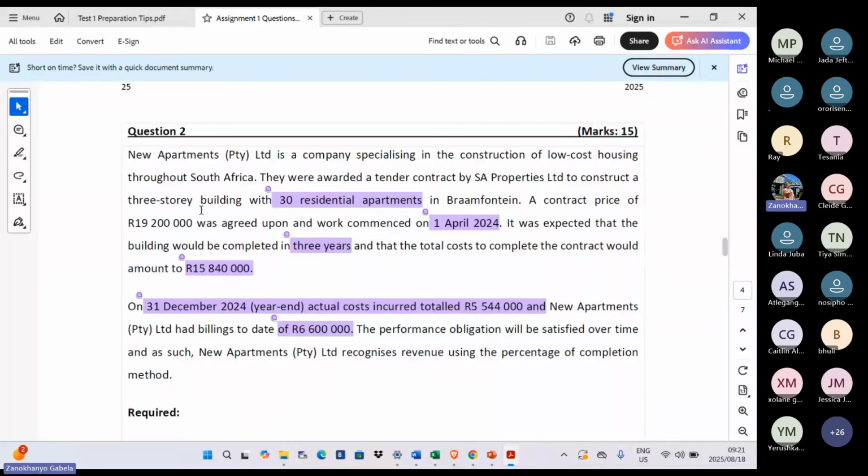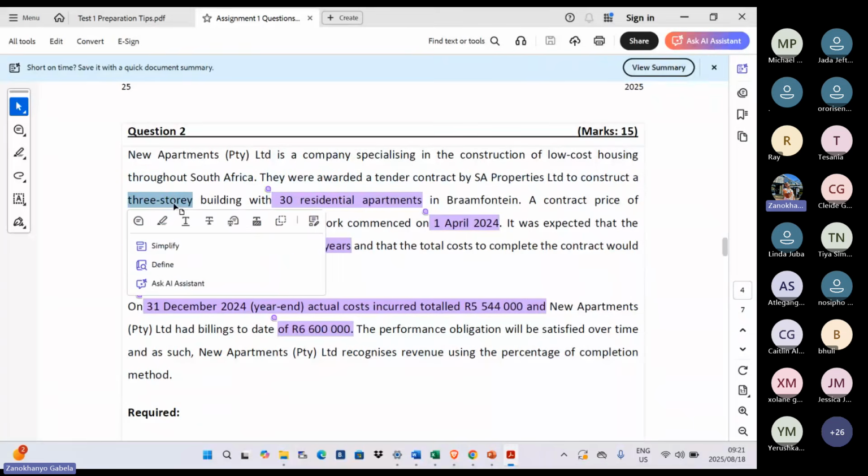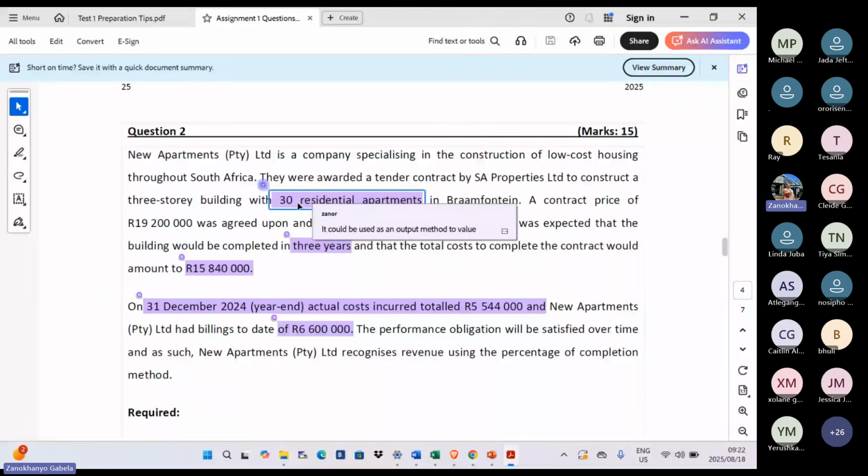But if you notice here, let's talk about output first, which is the result. If we were to measure revenue, we can use the output method, which is now the 3-story building, or the 30 residential apartments. We can measure revenue using the 3 stories, meaning that once we've finished 1 story, we can measure revenue. The 2nd story, measure revenue. 3rd story, measure revenue. Or we can use the 30 residential apartments, which is after we've completed one residential apartment, we can use this as well to measure revenue up until we finish all of this.